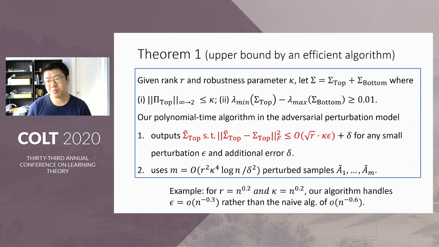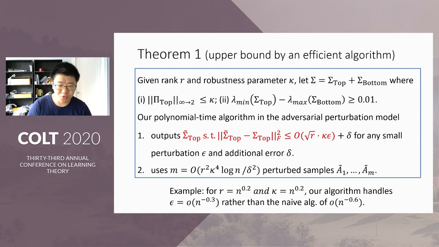Then, in the adversarial perturbation model, our polynomial time algorithm will output sigma tilde top, approximating sigma top, with Frobenius distance squared at most square root of the rank R times the robustness kappa times perturbation epsilon plus some additional error delta. This holds for any small perturbation epsilon and additional error delta as long as the total error on the right hand side is at most 1/4. And then it will take m on the order of r squared kappa to the 4 times log n over delta squared perturbed samples. So this is our theorem statement.